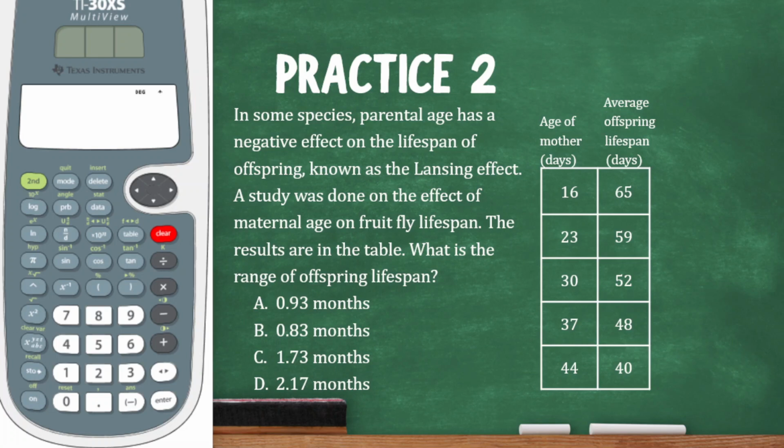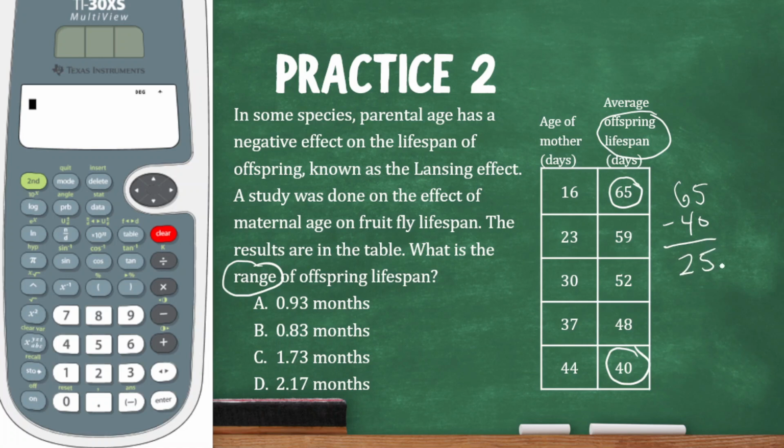Let's do another practice. In some species, parental age has a negative effect on the lifespan of offspring, known as the Lansing effect. A study was done on the effect of maternal age on fruit fly lifespan. The results are in the table. What is the range of offspring lifespan? Okay, so they're looking for the range, and let's remember the range is biggest minus smallest. The biggest number here in the offspring lifespan is 65, and the smallest number is 40. So if I just do 65 minus 40, I'm going to get 25.